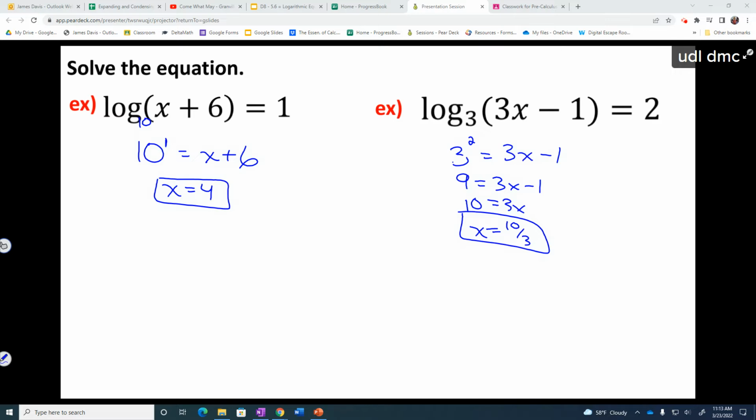All of these you can also plug in to check them if you wanted to. If you plug this in, it would be 3 times 10 thirds. The 3s cancel, so you get 10 minus 1, which is 9. So it would be log base 3 of 9, and that's just saying 3 squared equals 9, which is true. Always check it.